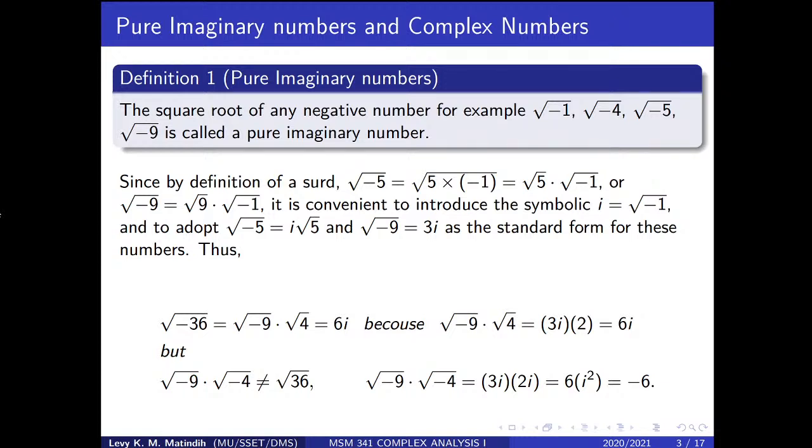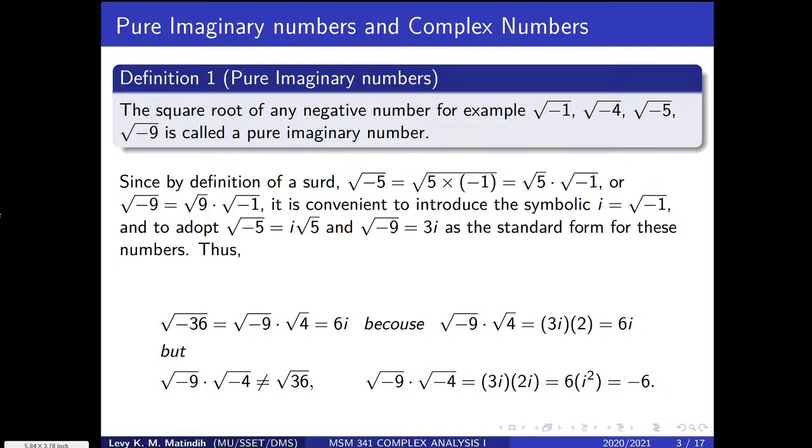So now, let's look at the value of the square root of negative 36. We can also write this as the square root of negative 9 times 4, which is the same as the square root of negative 9 times the square root of 4. Now, the square root of negative 9 is 3i, as it appears here, and the square root of 4 is 2. So 3i times 2 will give us 6i. I've just explained that here.